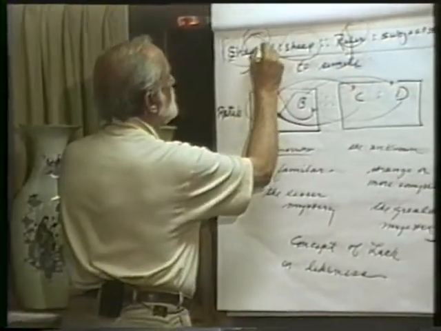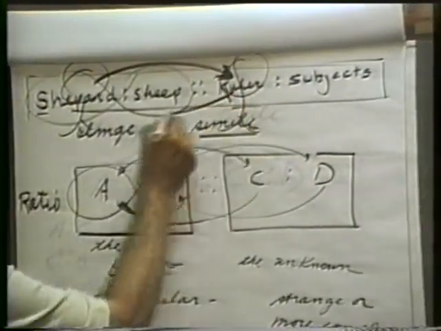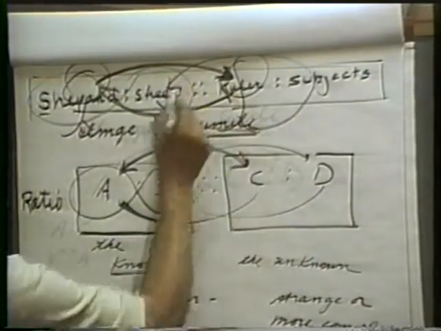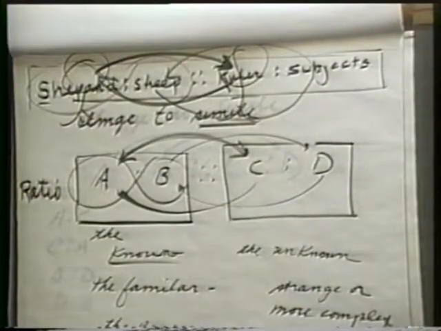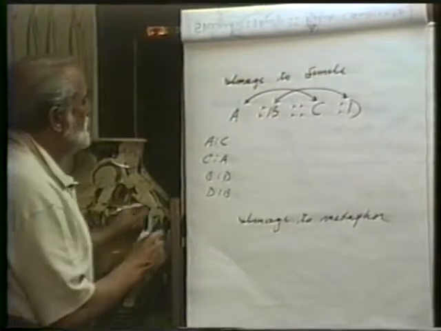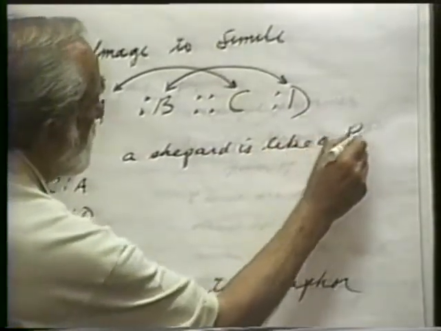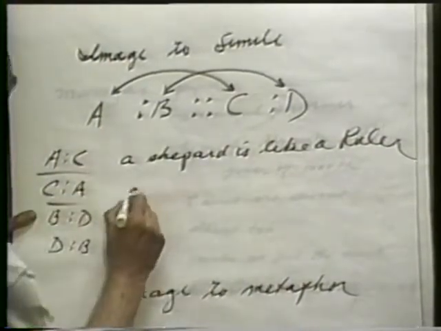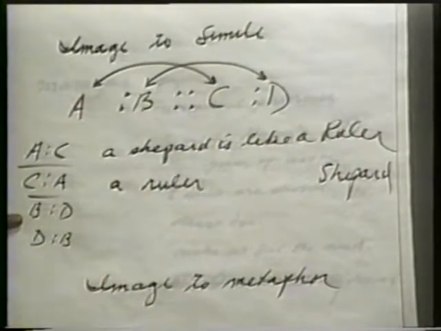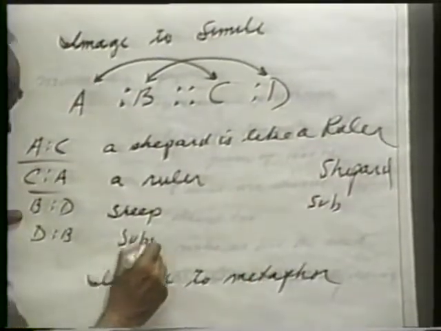So I can say a shepherd is like a ruler. That's a simile. I can say a ruler is like a shepherd. It goes both ways. Similarly, I can say sheep are like subjects, and subjects are like sheep. So I really have four ways of exploring this curious idea. I can say, as we did before, a shepherd is like a ruler, and I can also say a ruler, correspondingly, is like a shepherd. I can go the other way around. I can say sheep are like subjects, and equally well, subjects are like sheep.